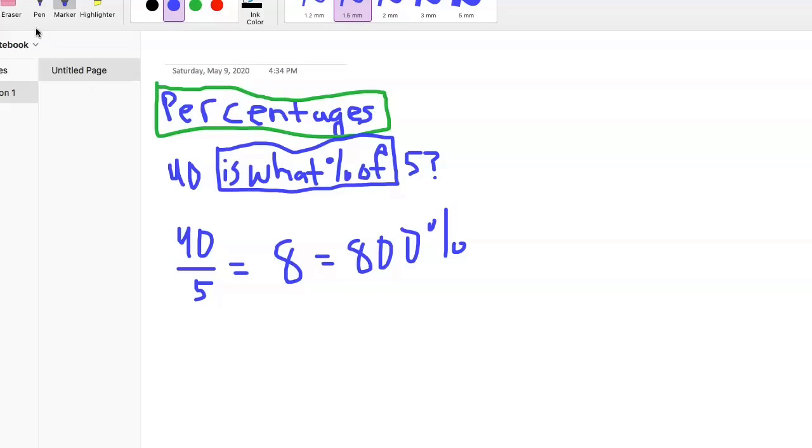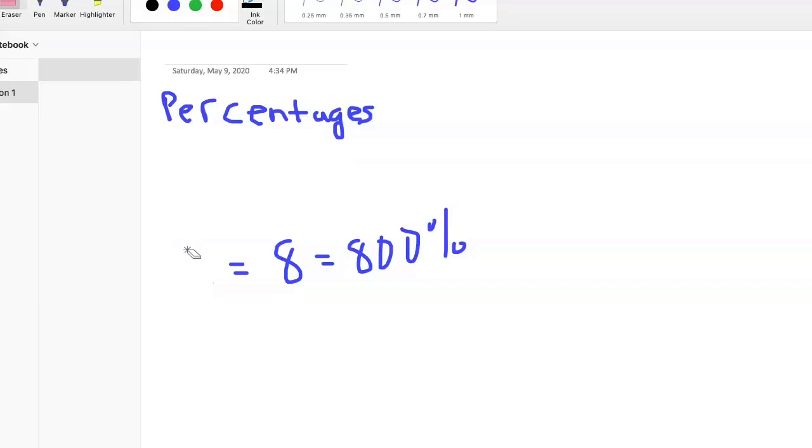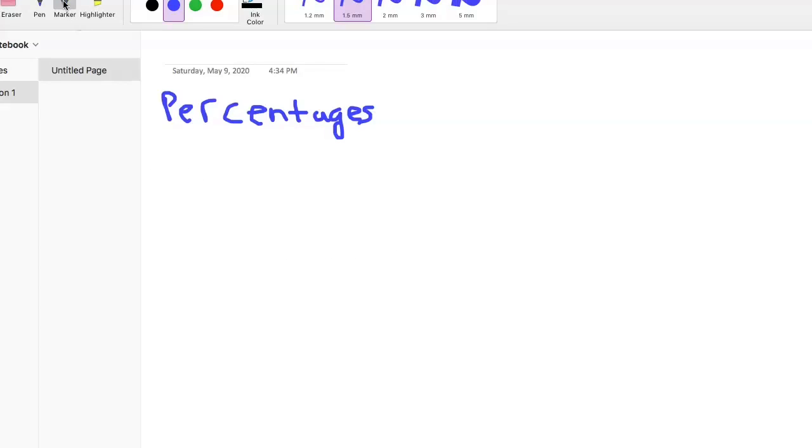Okay, let's see here. We got one more. This one will be a little different, so we'll erase all this stuff. Oh, there goes my green box. Won't be fixing that.